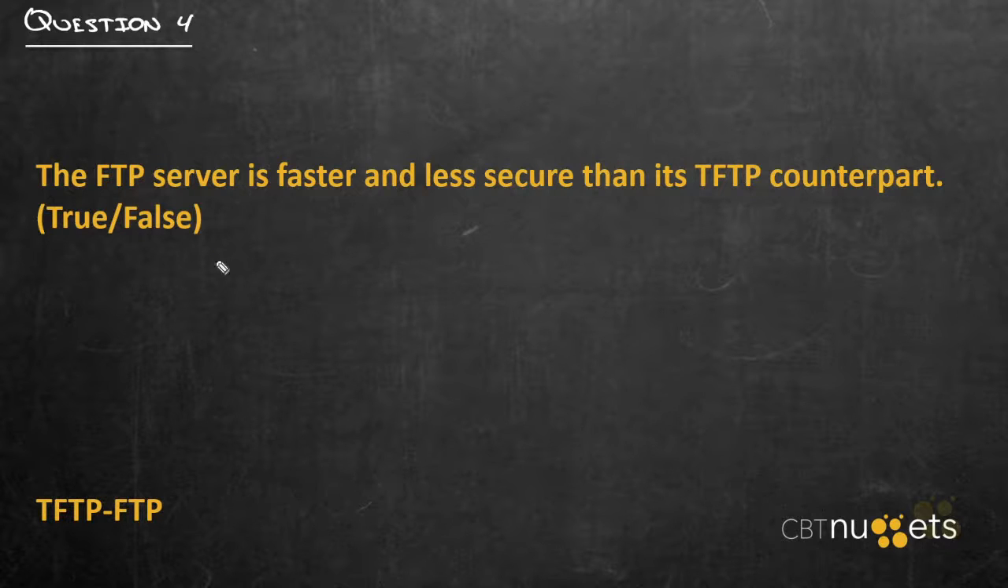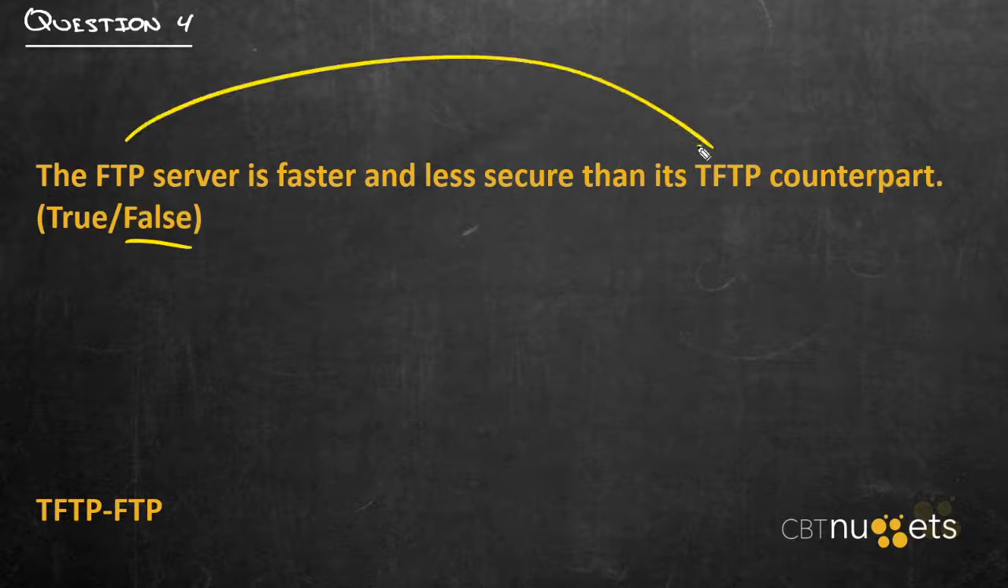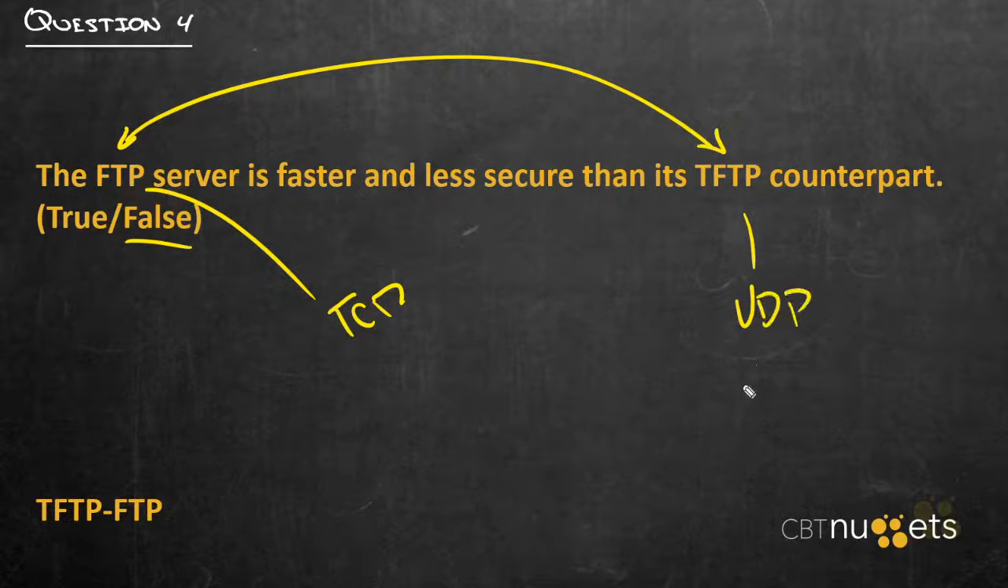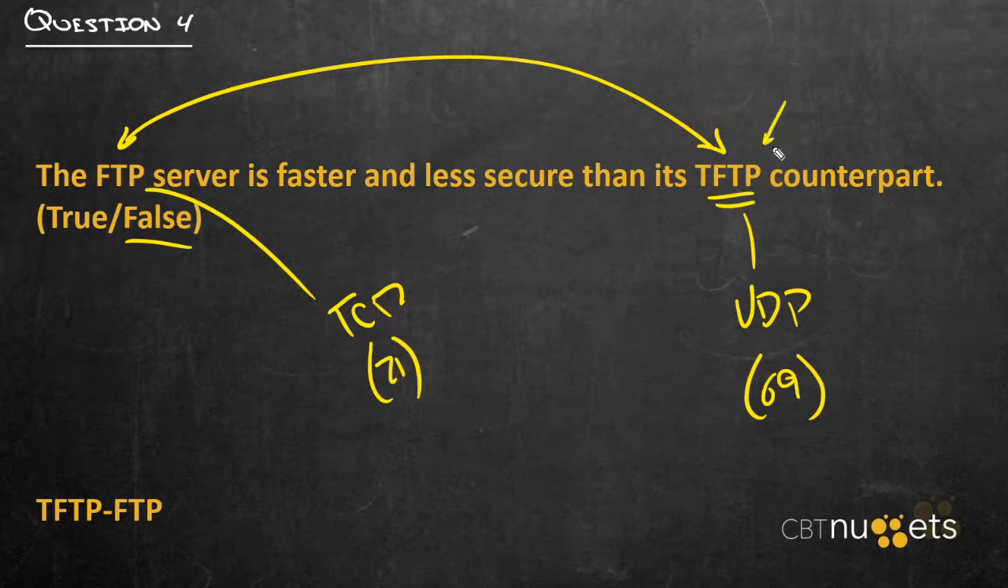The answer is false. It's actually exactly reversed. FTP being the TCP equivalent, TFTP being the UDP equivalent. By the way, if you are interested in port numbers, that's UDP port 69 and TCP port 21. FTP being the faster and more secure mechanism that can actually have a much larger window size than TFTP, because TFTP was designed to work over unreliable networks. So they had to design in their own reliability mechanism.